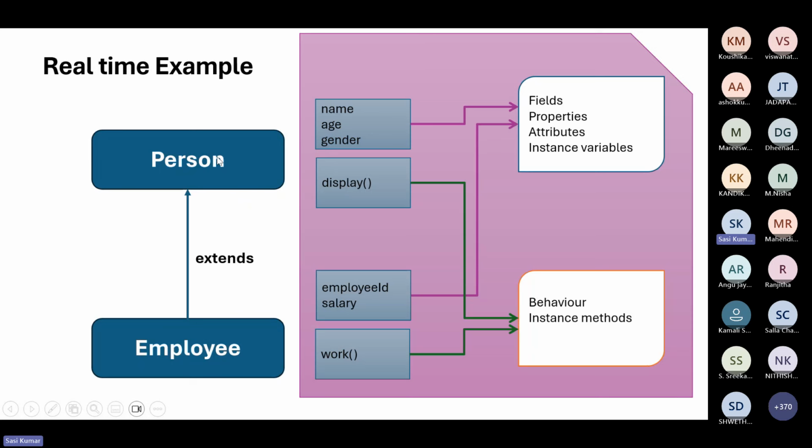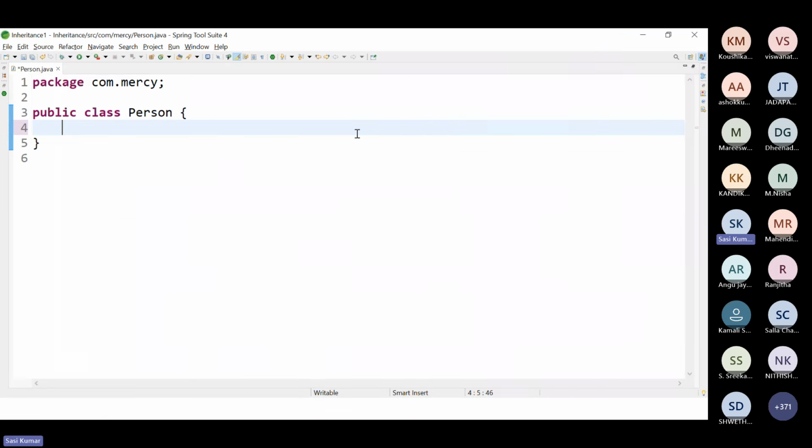We have created the Person class. Person is the base class. You need not define that it is a base class; it is a class, that's okay. Name, age, gender, we are going to define. How can I create them? It's simple. Data type, right? String is the data type for name.